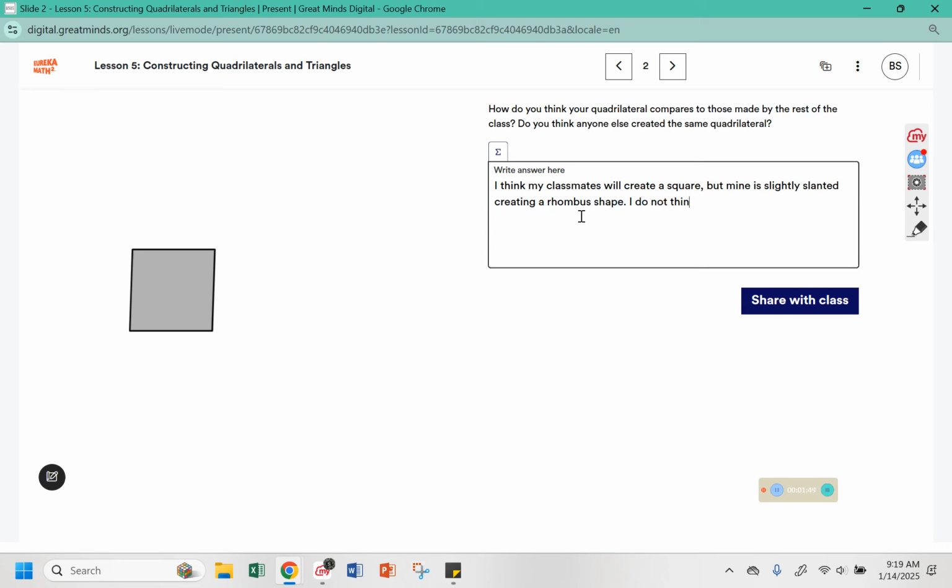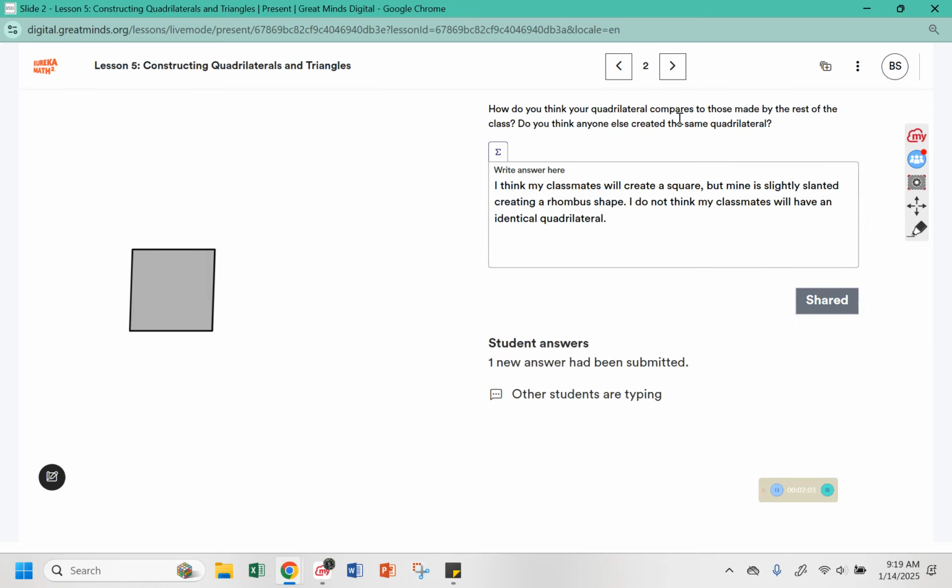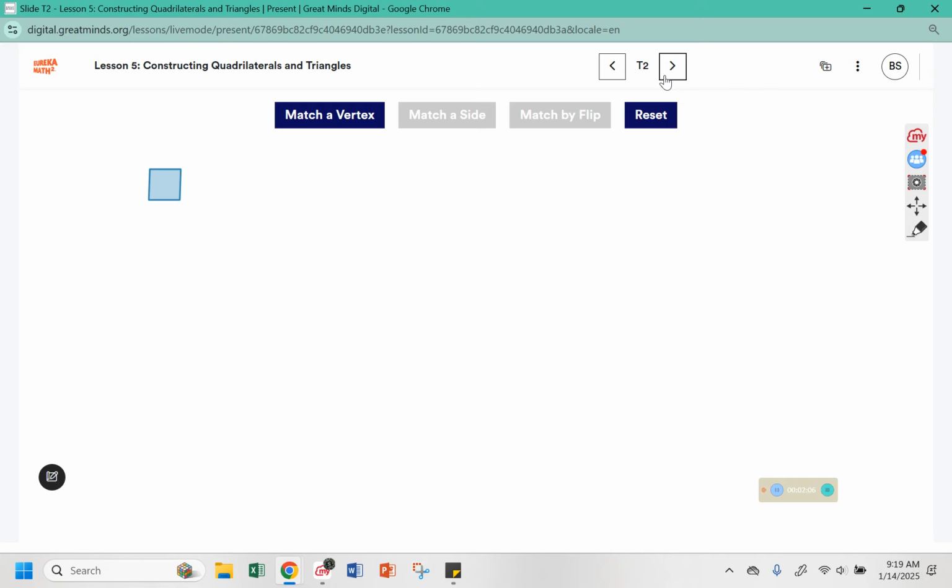I do not think my classmates made the same quadrilateral. On this slide, it should have all of the quadrilaterals that our classmates made, but again, because I'm doing it independently, it's just the one that I made. You would be able to see whether there were any that were the same or any that were different, and we could line up a point, a side, or we could flip the shape around to see if we can get it to match up.